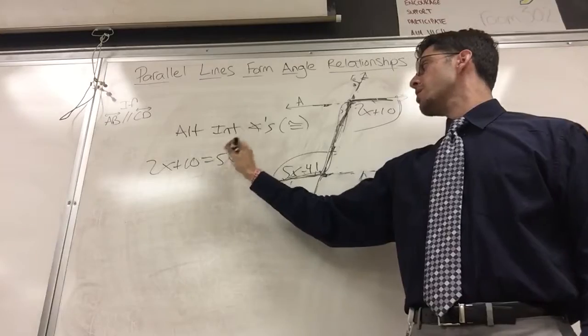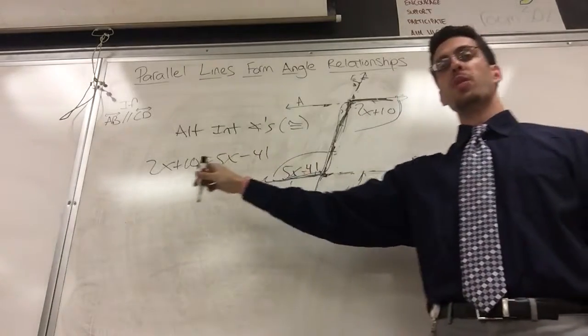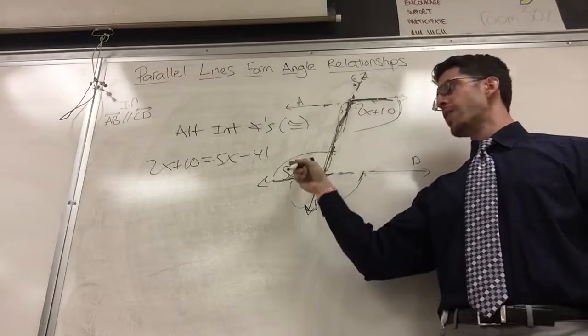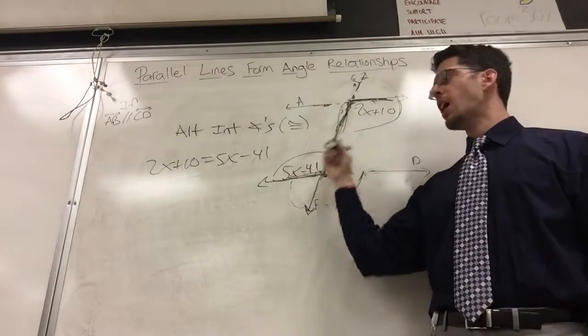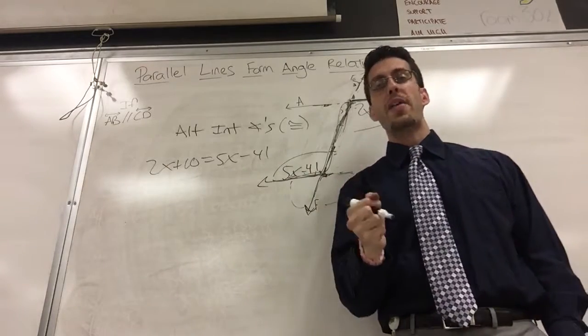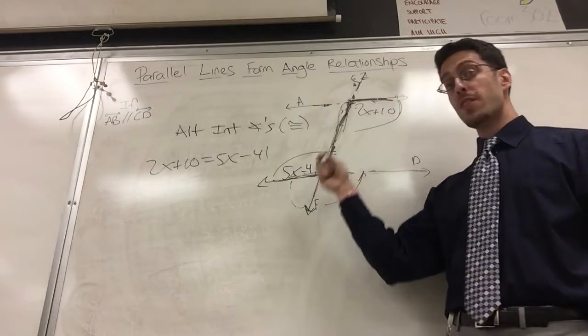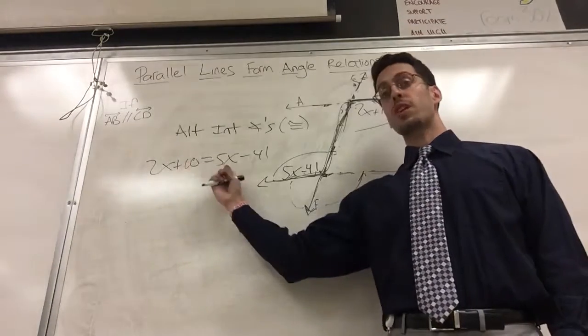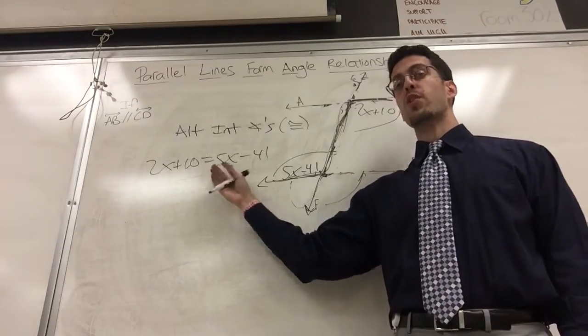equals 5x minus 41. This is the hardest part for a lot of people to conceptualize, because they say, if this is 2x plus 10, shouldn't that be 2x plus 10 if they equal each other? How could this possibly be 5x minus 41? Trust in math. It looks different, but the values are the same. That's the beauty of math. So, if the values are the same, set them equal to each other and work it out.